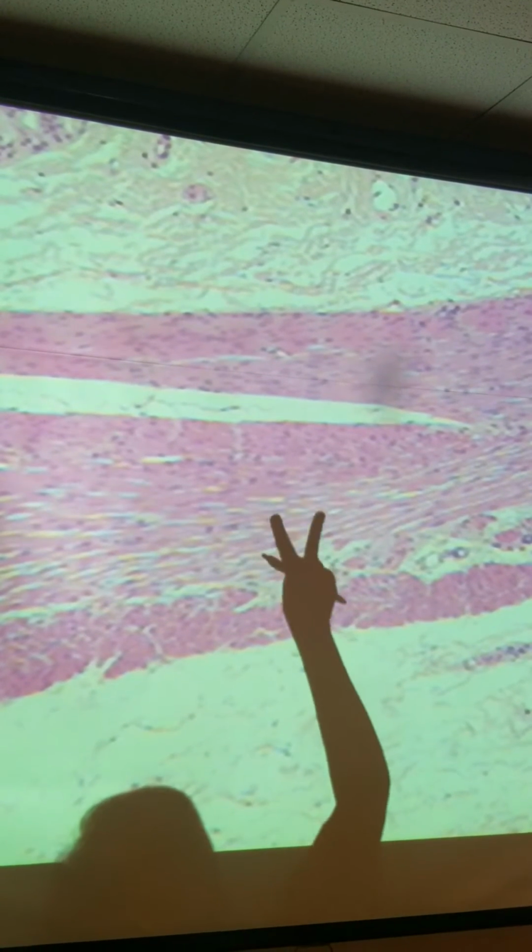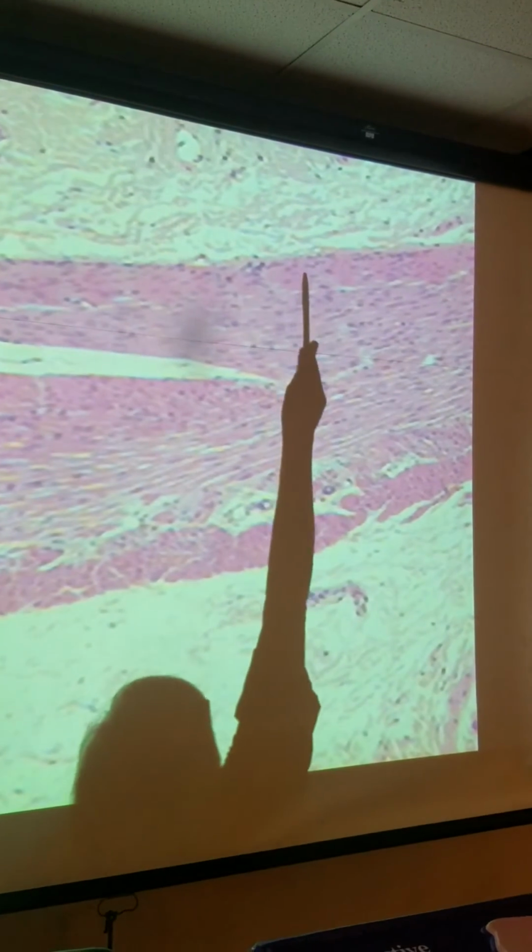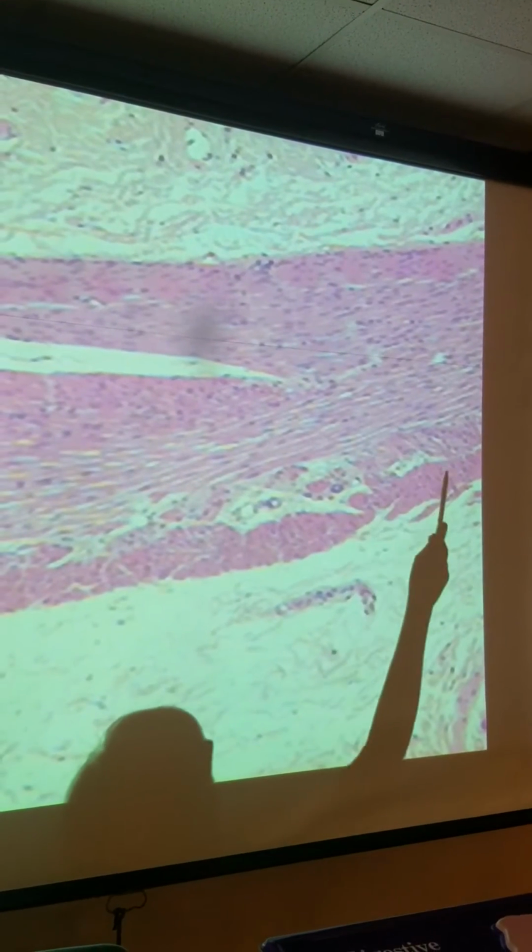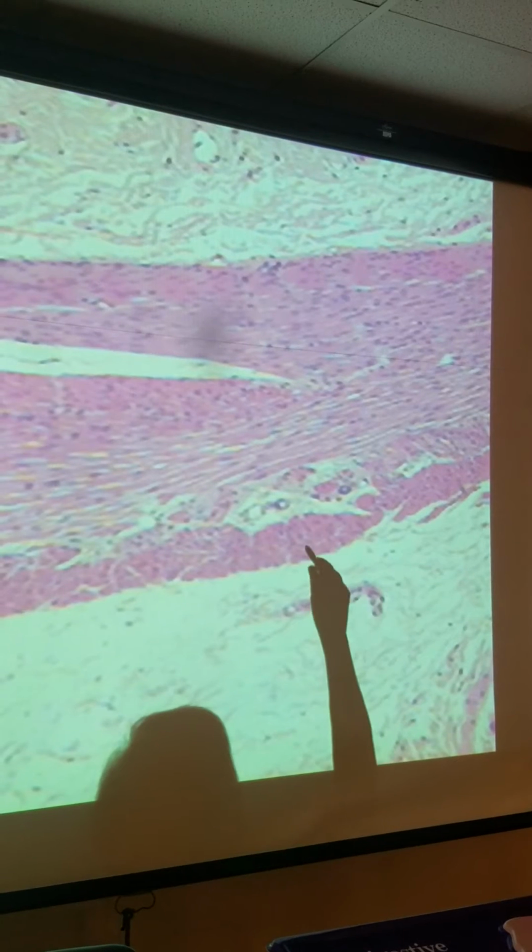Right? So the circular, I keep calling it, quote unquote, inner circular, because it's closer to the lumen of the small intestine, is generally thicker. This gives you a really good idea too. From here to here is circular. Then you have outer longitudinal, which is generally thinner.